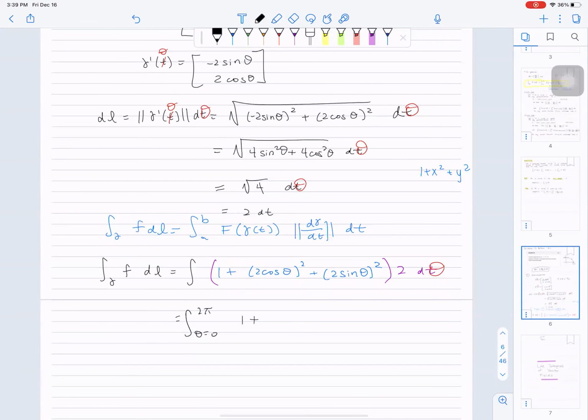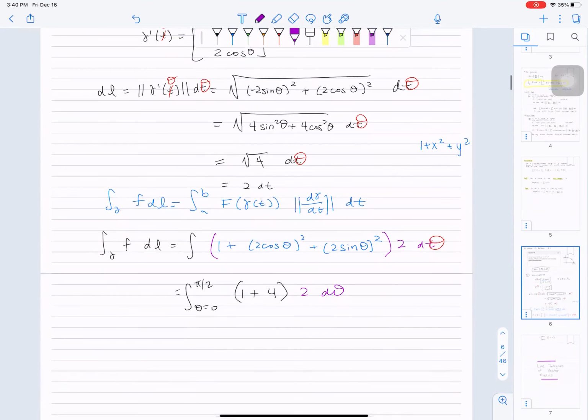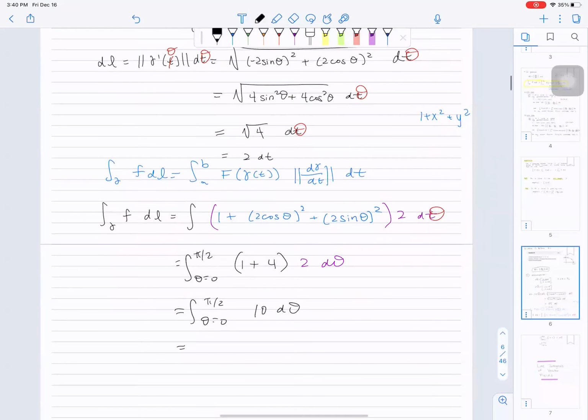This is 1 plus, it's going to be pi over 2. Yes, wait, pi over 2. Oh yeah, sorry, pi over 2. Here it's pi over 2. So I have 1 plus 4, just 1 plus 4 regularly, times 2 d theta. So I get theta equals 0 to pi over 2 of 5 times 2, which is 10 d theta. So I get 10 theta from 0 to pi over 2, in other words, 5 pi.